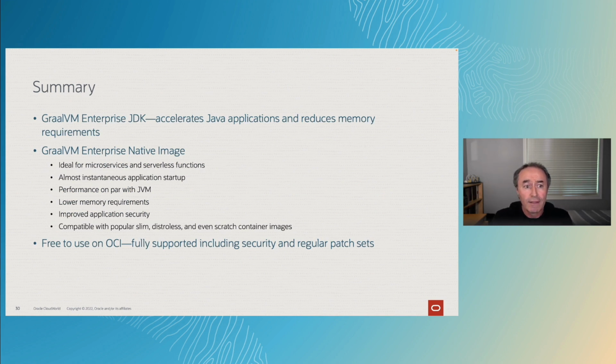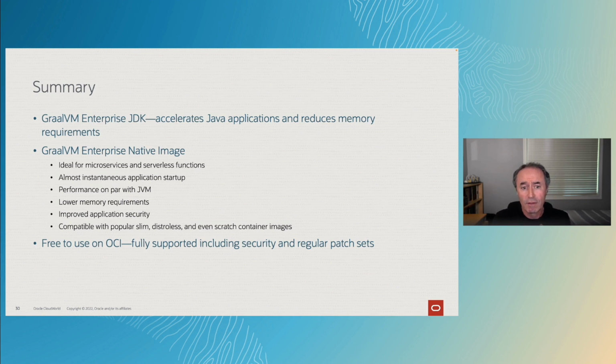So in summary, GraalVM Enterprise JDK, which is the JVM, harkening back to the first slide talking about the JIT compiler, even running with the GraalVM JIT compiler will reduce your application memory and improve performance. So if you're not ready to go to native image and compile ahead of time, or you're not doing microservices, the GraalVM Enterprise JDK does do the trick, right? It will help improve your performance and reduce your memory consumption.